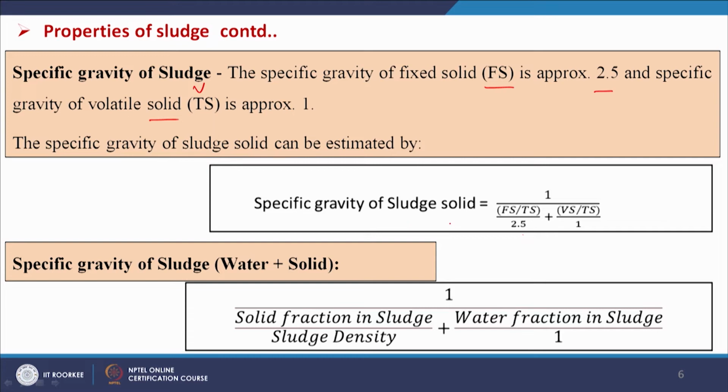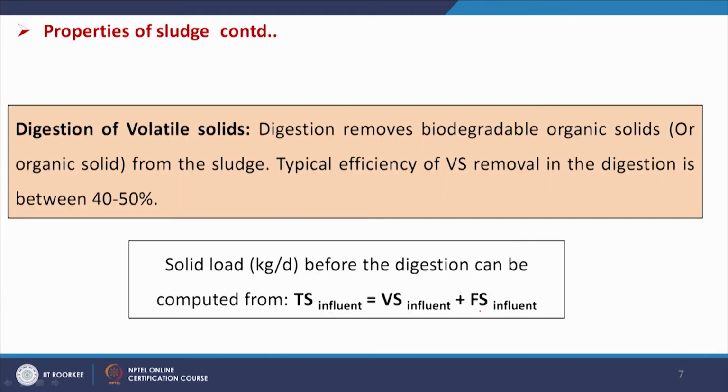Now, this is for the sludge solid, but if we think about the sludge itself, there will be water and solid. So, we will be getting the solid fraction in sludge by sludge solid density plus water fraction in sludge by the density of the water. With the same formula, the specific gravity of sludge, that is water plus solid, is equal to 1 divided by solid fraction in sludge by sludge solid density plus water fraction in sludge by 1. So, that way we can calculate the specific gravity of the sludge.